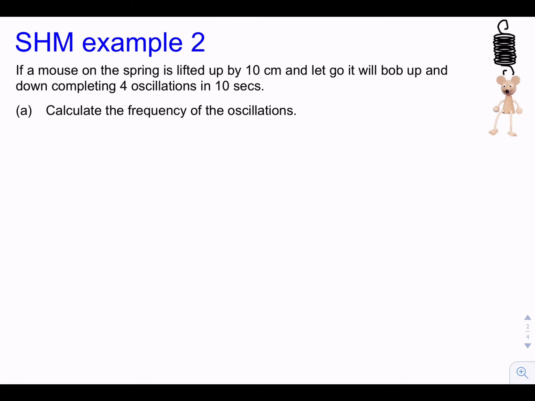Now we have another question on simple harmonic motion. If a mouse on a spring is lifted up by 10 centimeters and let go, it will bob up and down, completing 4 oscillations in 10 seconds. The first part of the question asks us to calculate the frequency of the oscillations. So let's write down what we know. We know that there are 4 cycles in 10 seconds.